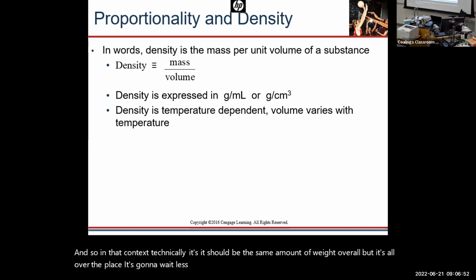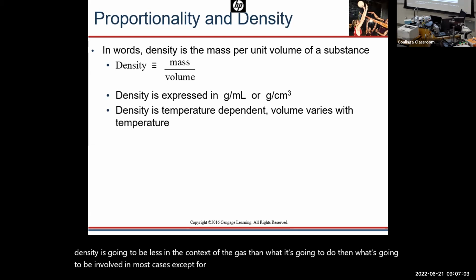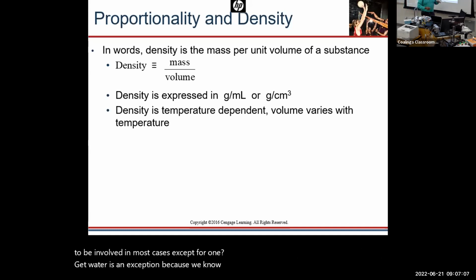The density is going to be less, right? So that density is going to be less in the context of a gas than in a liquid, than in a solid, in most cases, except for water. Water is an exception because we know that ice floats on water, right?